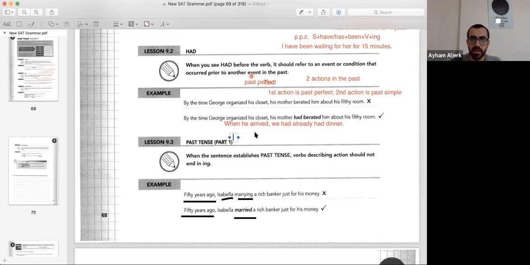Okay, so when he arrived, we had already had dinner. So we have two actions here in the past. He arrived and we had dinner. Now, which one was first? The first one was us having finished dinner. And then when we finished, he came. So it's the second one. That's why the first action happening is past perfect, had dinner. And the second one, he arrived, we just have past simple.